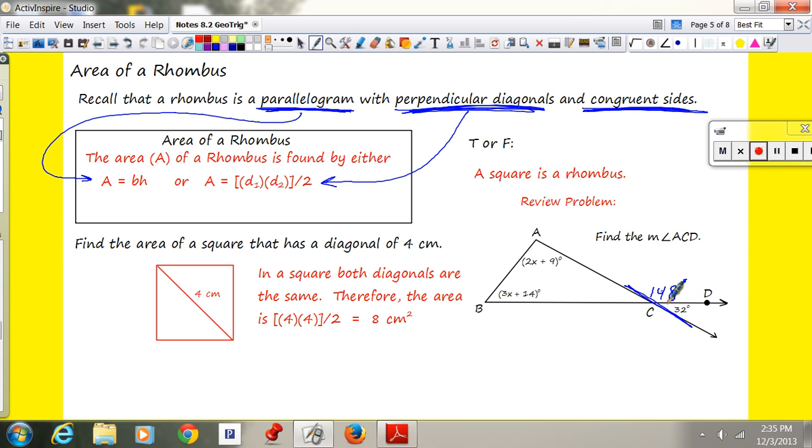So these are called supplementary. They're called a linear pair because they're a pair that makes a straight line. They're adjacent because they're touching. They're all that stuff. What if I had said solve for x?